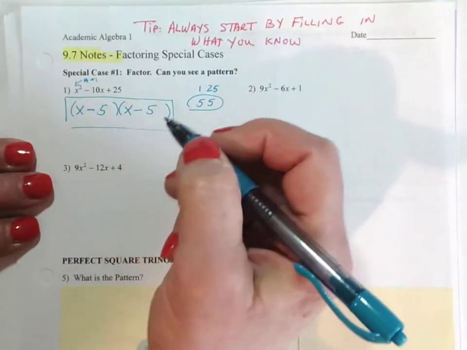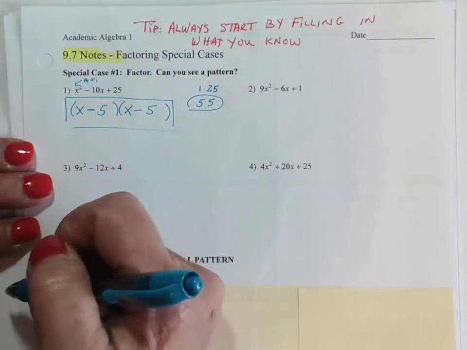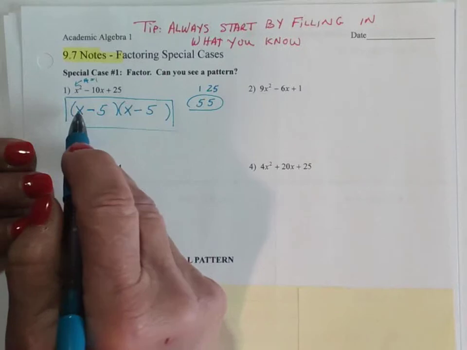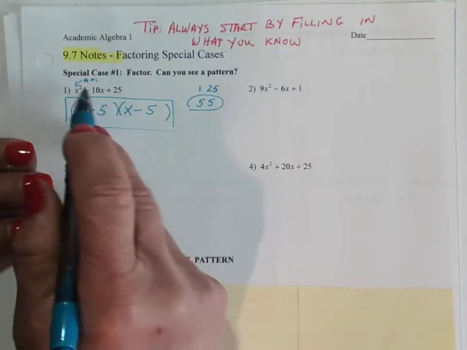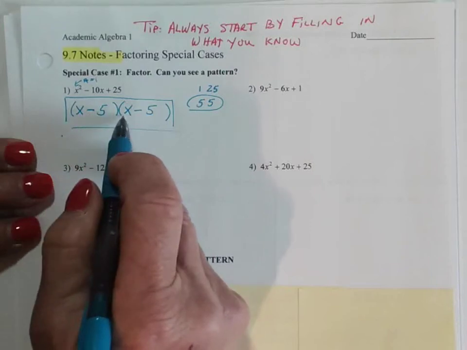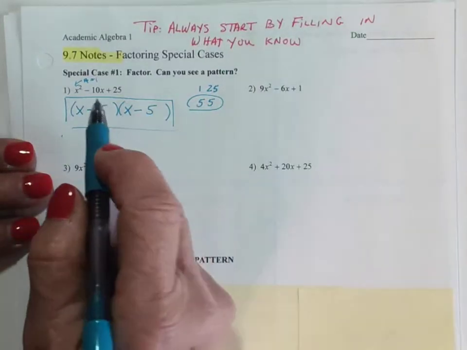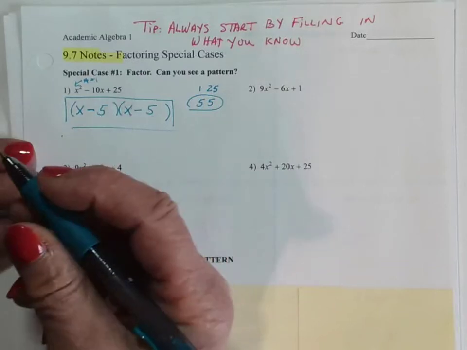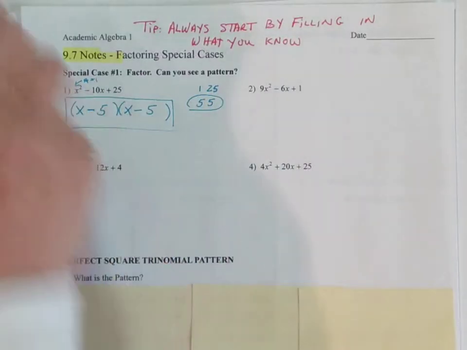And we always want to mentally multiply to make sure we factored correctly. So we have x times x, x squared, negative 5x, and negative 5x is negative 10x. Negative 5 times negative 5 is positive 25. Done.